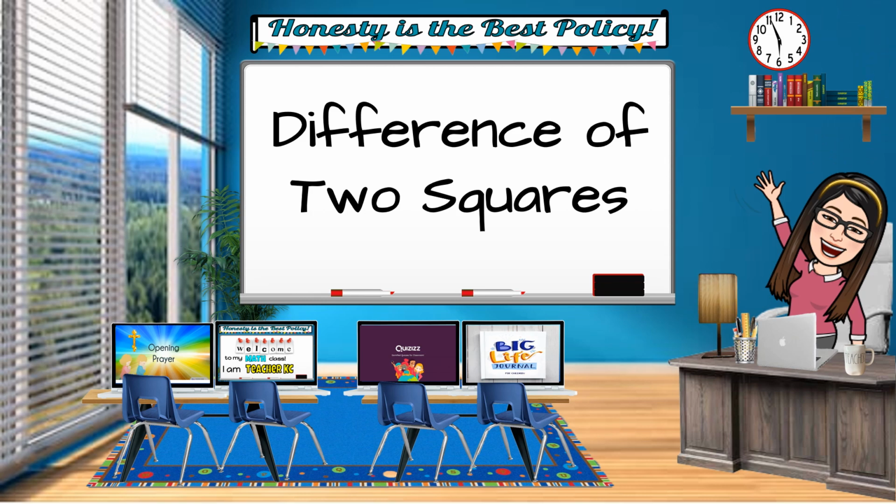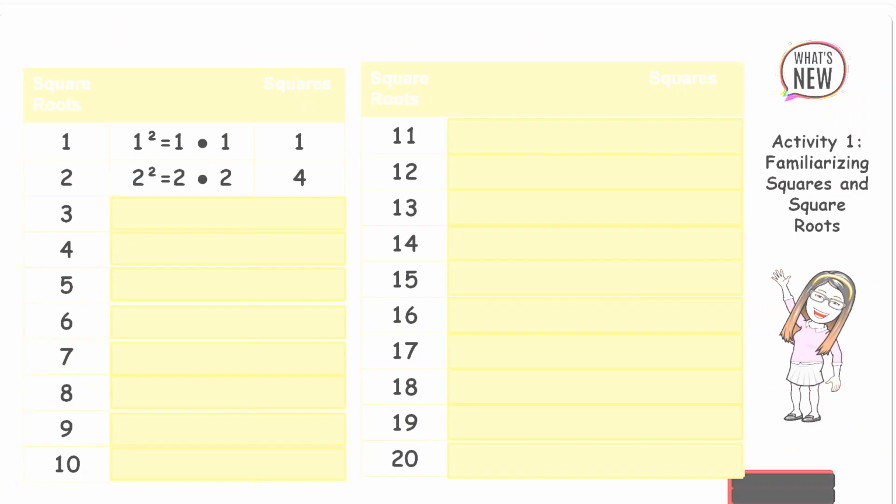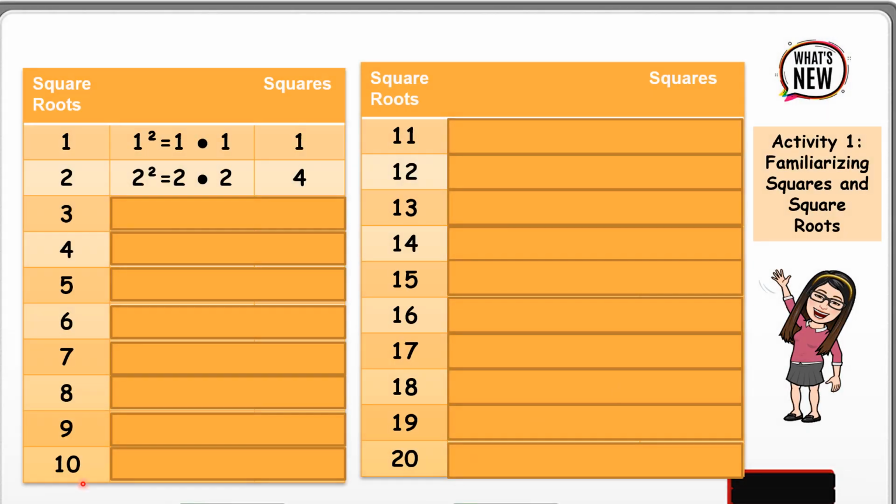Okay, let's proceed to difference of two squares. By difference of two squares, you need to familiarize yourselves regarding squares and finding the squares and square root of a number. So, as you can see, pag sinabi nating squares, you are multiplying the number itself twice. Dalawang beses mo ni-multiply yung number sa sarili niya.